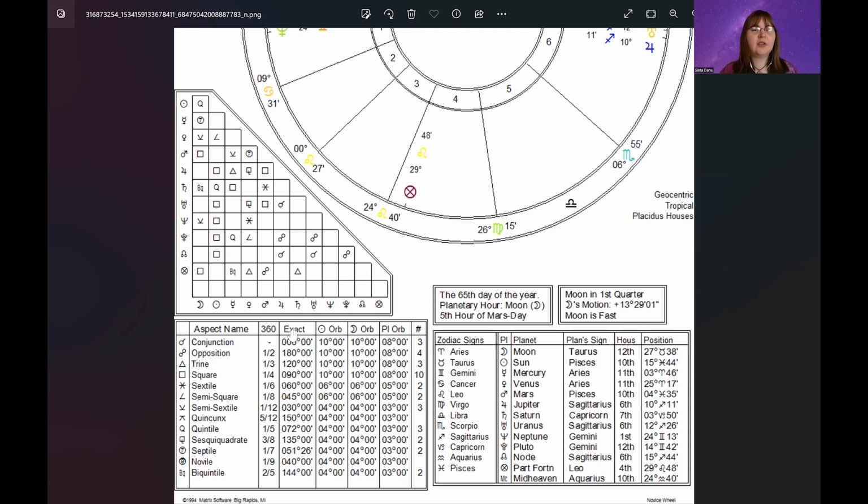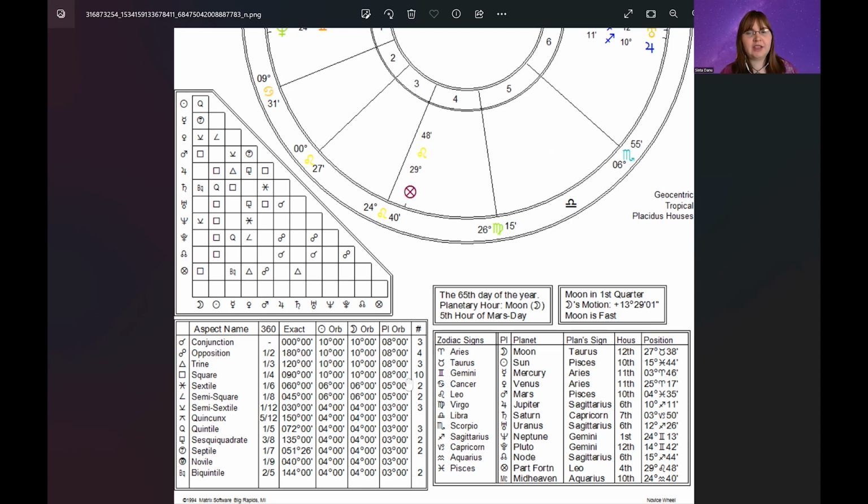But there's an orb that you can have, which is how far from exact degrees that would still count as a conjunction or any other aspect, really. So it's a 10-degree orb for the sun, a 10-degree orb for the moon, and in this chart, 8 degrees for the other planets. And this chart has 3 conjunctions.